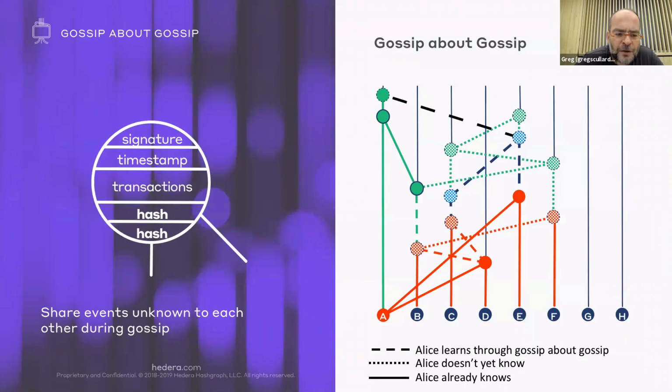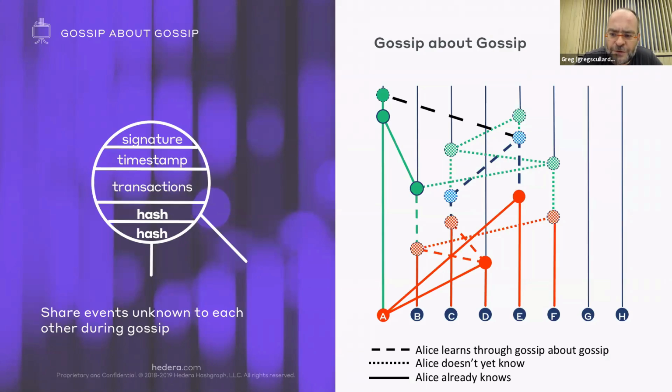So what is gossip about gossip? Well, gossip about gossip is sharing events unknown to each other during gossip. When a node receives an event from another node, it creates a record of when that happened, and then it will not only forward the event onto other nodes, which is a requirement of gossip, it will also gossip out the record it created, specifying when it received the event that it's now passing on.